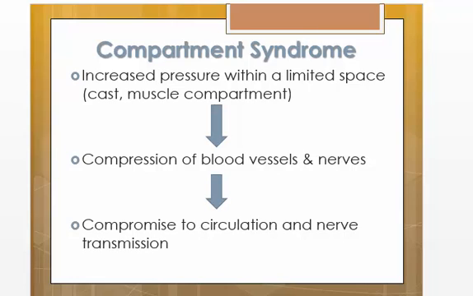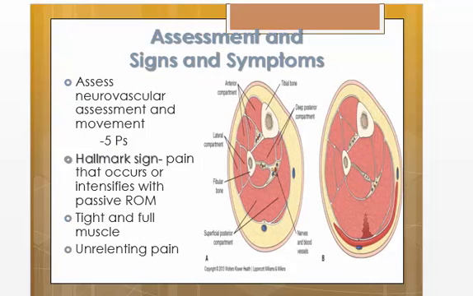Common sites for compartment syndrome include the forearm and leg muscles. Risk factors include trauma from accidents, surgery, or crushing injuries, or casts or bandages that are too tight. Moving to the next slide, assessment and signs and symptoms. Clinical manifestations: paleness of the limb, cool skin temperature, delayed capillary refill, weak pulsations, paresthesia, which is numbness, tingling, burning, and decreased sensation. It's important to remember that paresthesia, or numbness, burning, and tingling, are early signs of compartment syndrome.